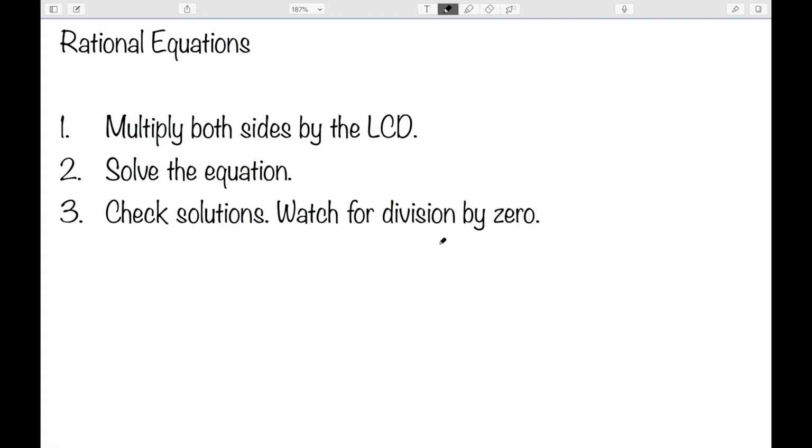So we may get a solution for our rational equation in step 2 that is not actually a solution because it causes division by 0. So let's work through some examples.